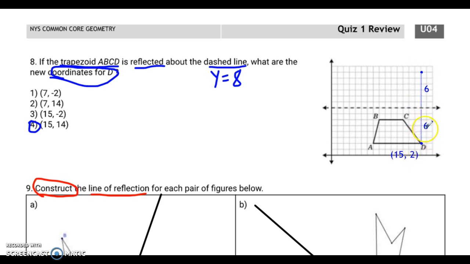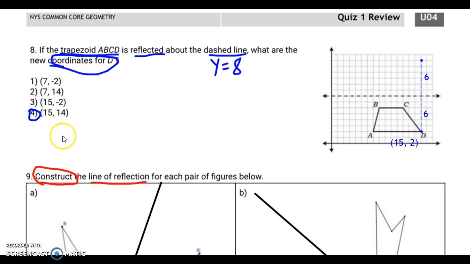Its D is 6 away from that line of reflection. So its image, D prime, is going to be 6 away from that line of reflection. We figured it out very easily by figuring out the distances between. 15 comma 2 becomes 15 comma 2 plus 6 plus 6, which is 14.